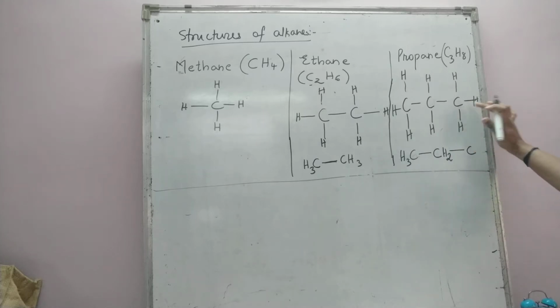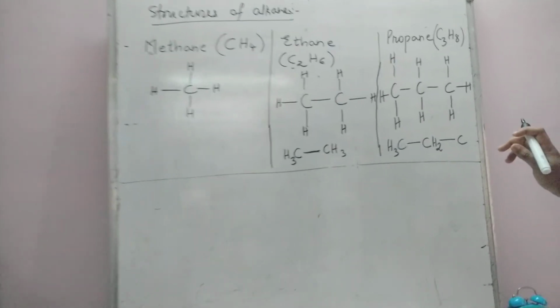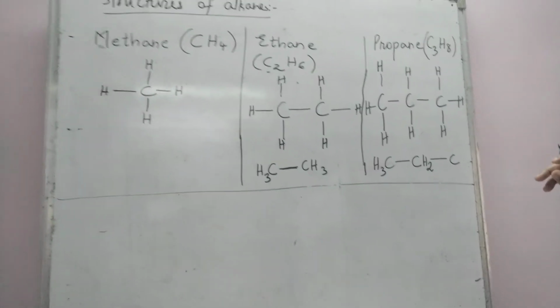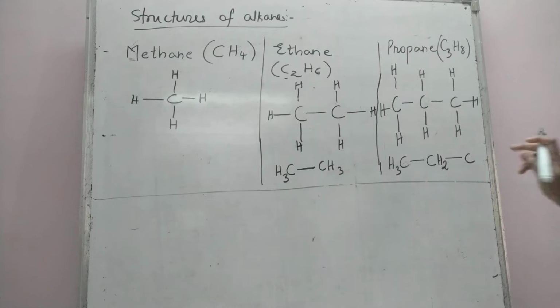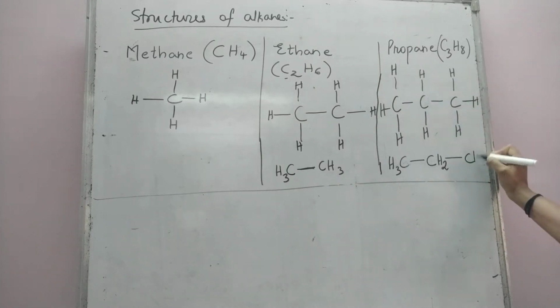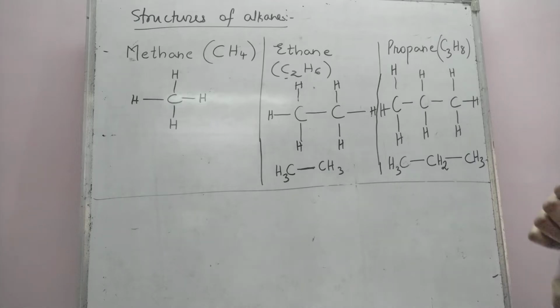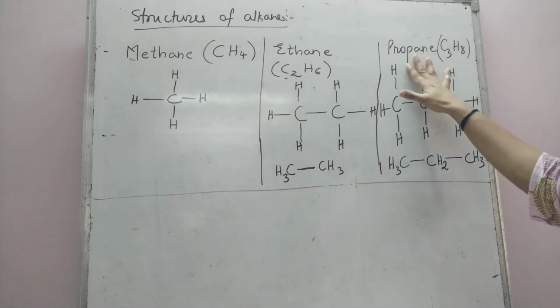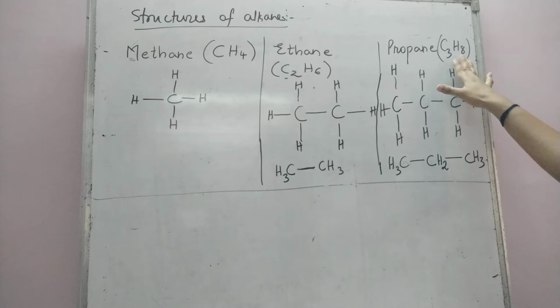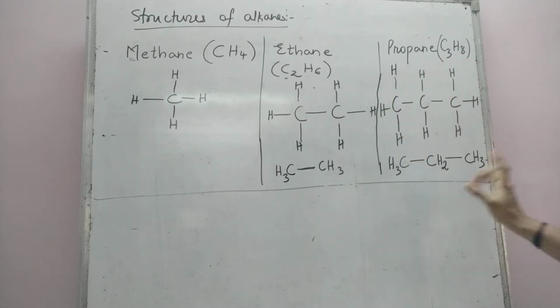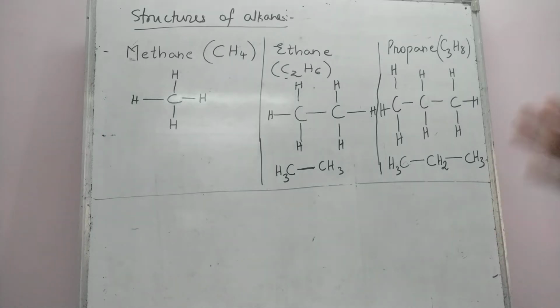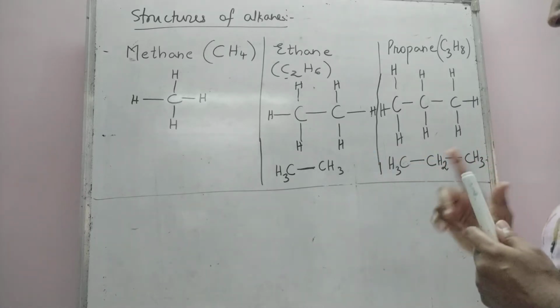This carbon atom is bonded to 3 other hydrogen atoms, so I will write H3. So the formula of this compound, which is C3H8, can be written elaborately as this, or it can also be written as this. So this is how we can write the structures of the first 3 alkanes.